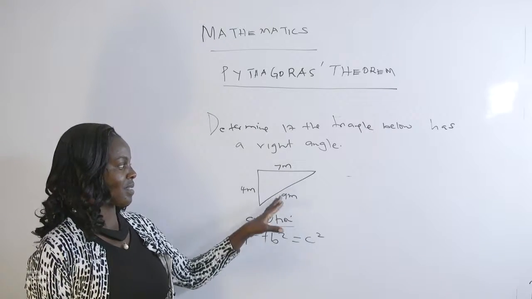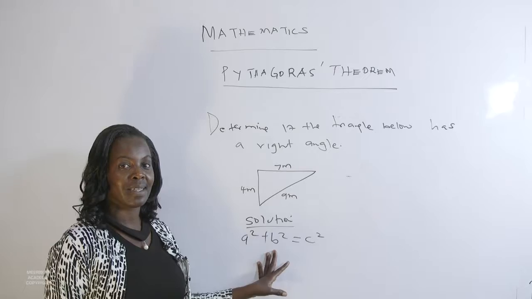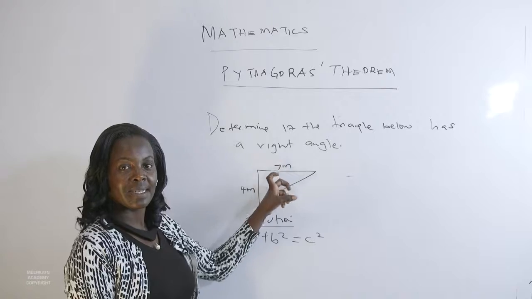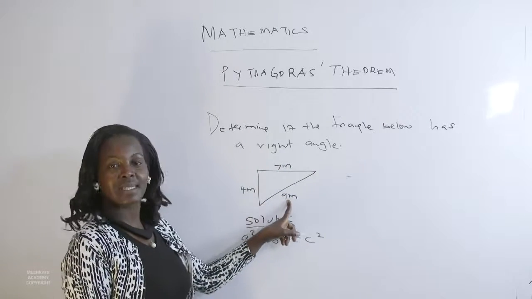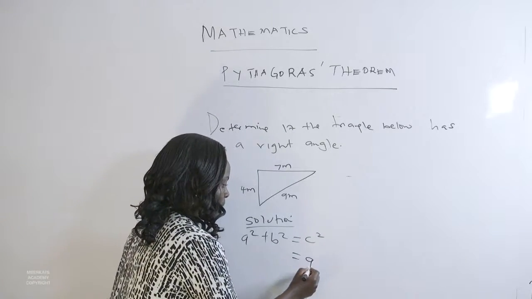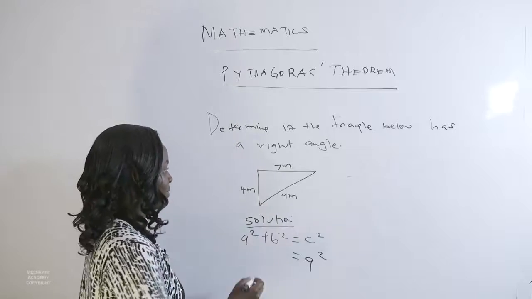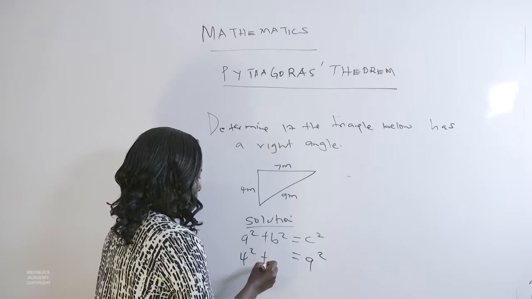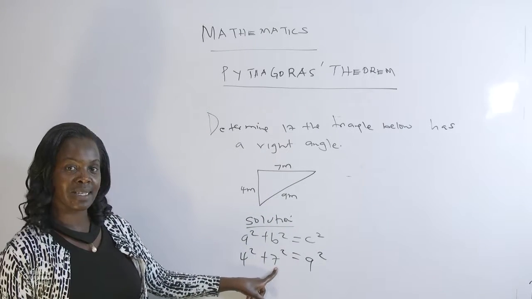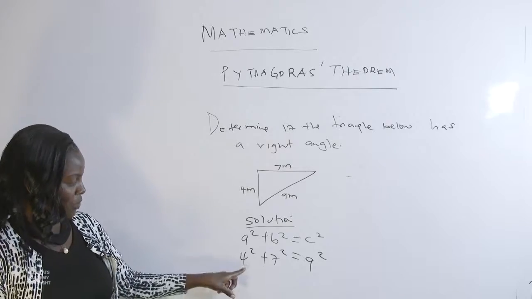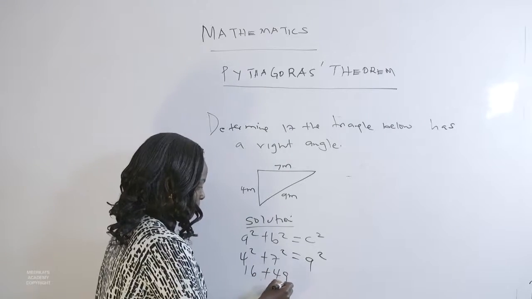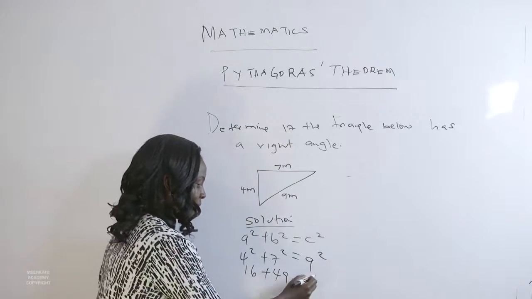Let's see if this triangle here will satisfy the Pythagoras theorem. So we have said, given a set of three numbers, the longest is the hypotenuse, and that is represented by c. So our hypotenuse will be 9. The other sides are 4 and 7. So if we calculate 4 squared, that will be 16. 7 squared, 49. 9 squared, that should be 81.